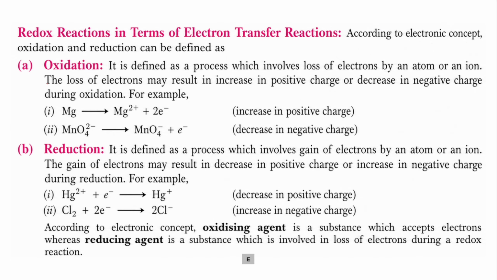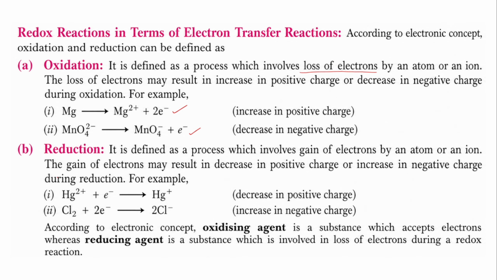Similarly, oxidation and reduction are defined as per the electron transfer reactions. Oxidation is defined as the process which involves loss of electrons. Like Mg, magnesium element, is becoming magnesium ion Mg2+ and releasing two electrons. So loss of two electrons or release of electrons is called oxidation. Similarly, MnO4 2- is becoming MnO4- and it is also releasing one electron. So these are the processes in which there is a loss or release of electrons.